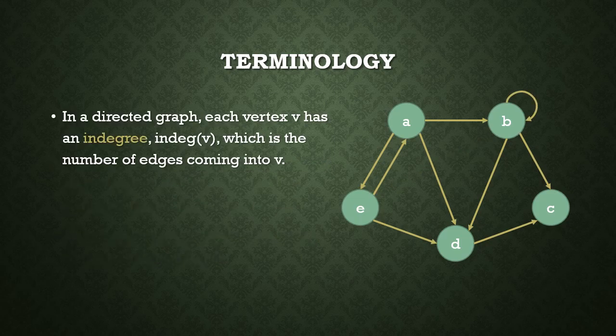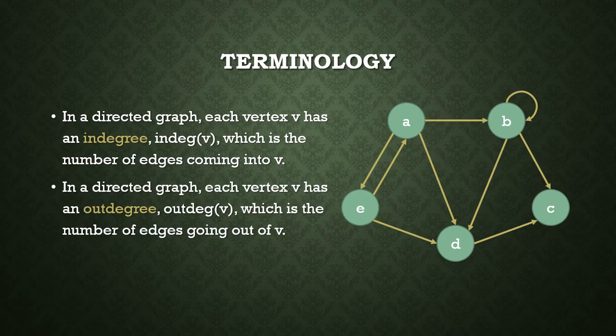In a directed graph, each vertex V has an in degree, which is the number of edges coming into V. In a directed graph, each vertex V has an out degree, which is the number of edges going out of V.